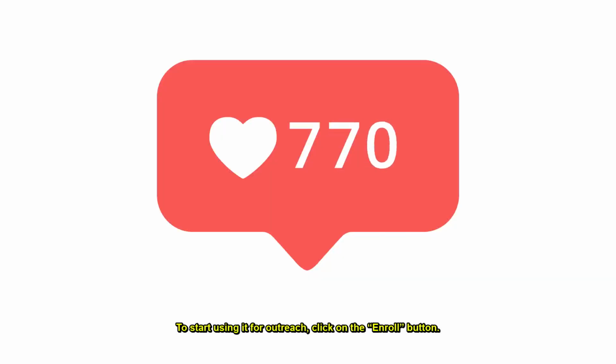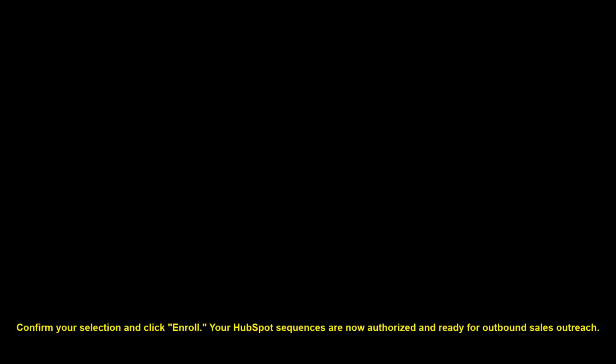To start using it for outreach, click on the Enroll button. Select the contacts you wish to include in your sequence. Confirm your selection and click Enroll. Your HubSpot sequences are now authorized and ready for outbound sales outreach. Monitor the performance of your sequences in the dashboard for ongoing optimization.